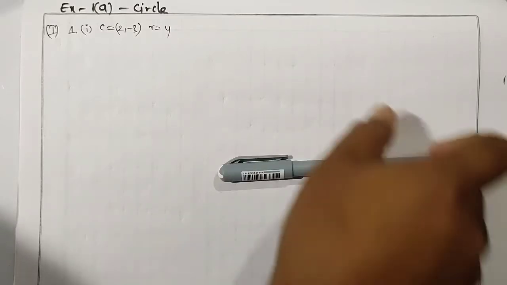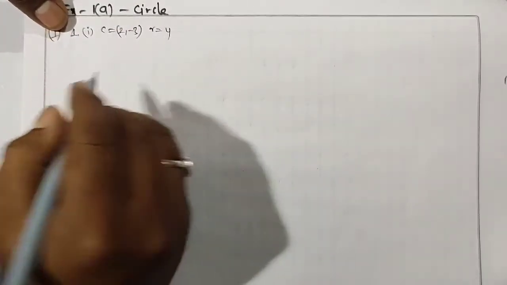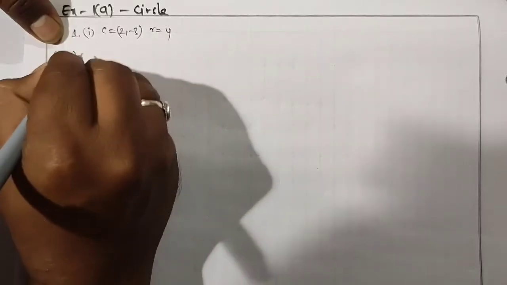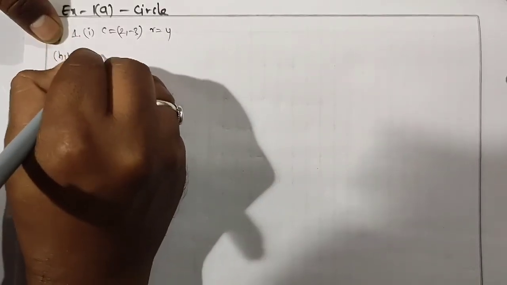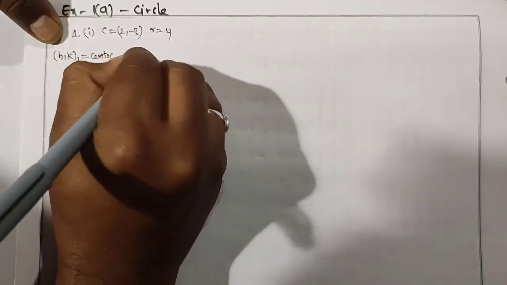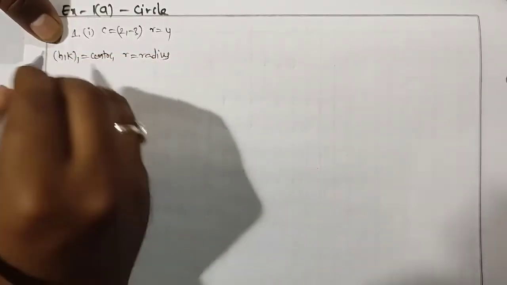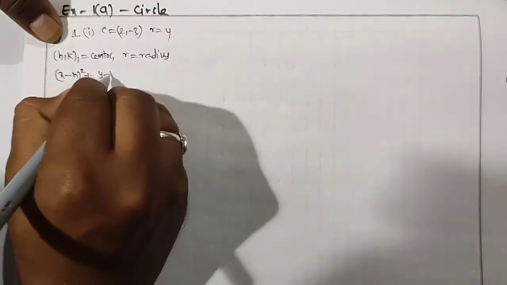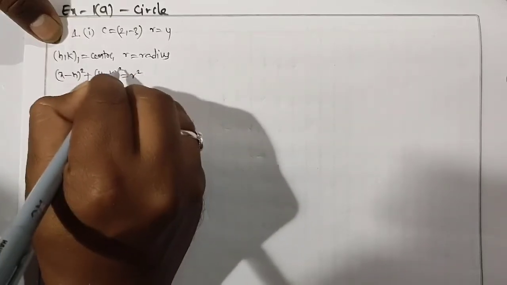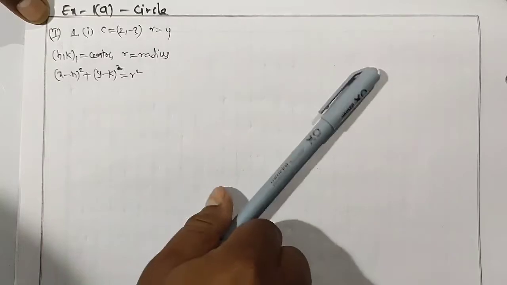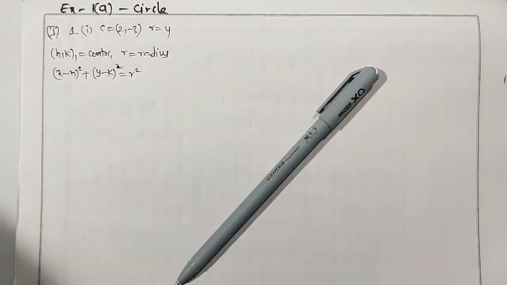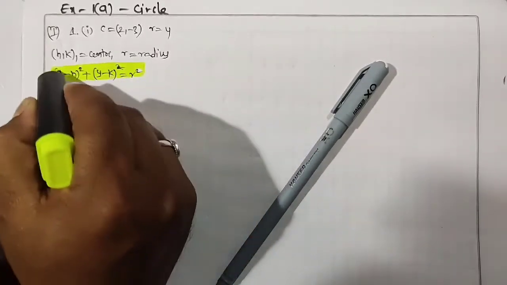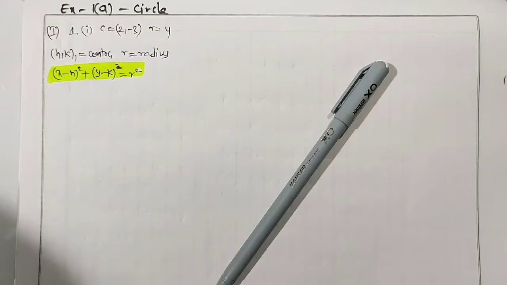When the center and radius are given, if h comma k is the center and r is the radius, then the circle equation is x minus h whole square plus y minus k whole square is equal to r square. This is the circle equation. So when the center h comma k and radius r are given, this is the formula of the circle. We have to use this formula to find the answer here.